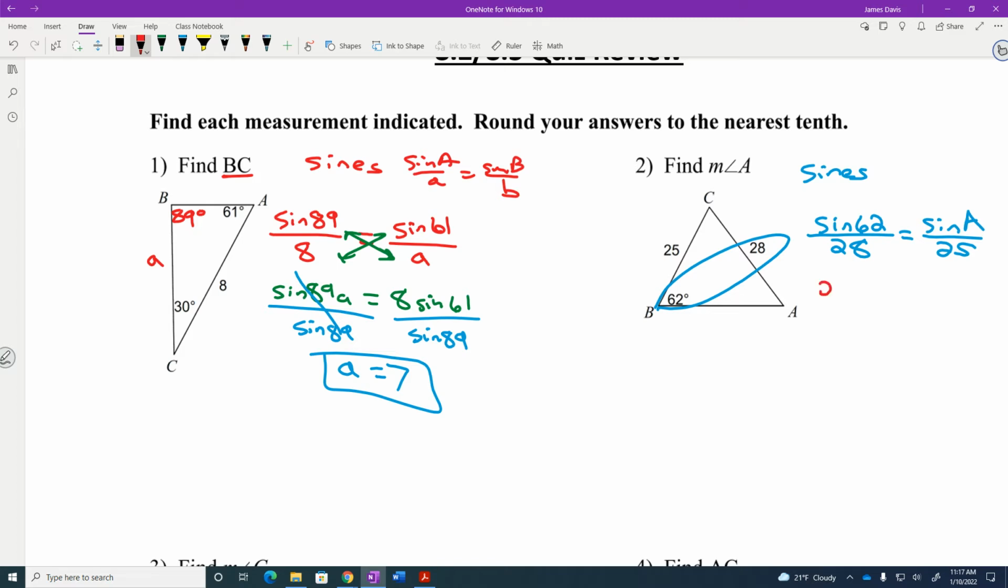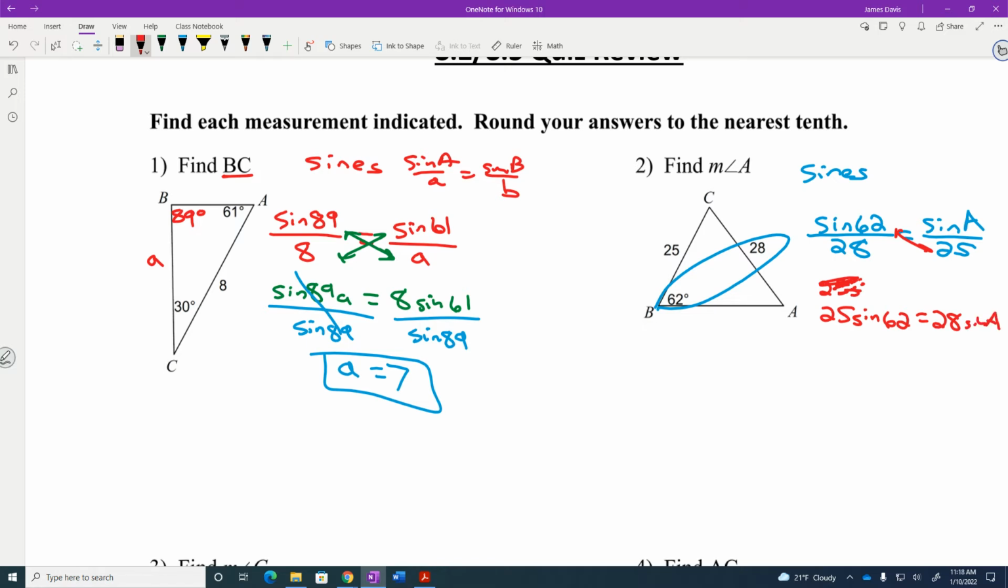You know the answer? What do you think it is? Sounds right. 25. Sine 62 equals 28 sine A. Or cross multiply step.